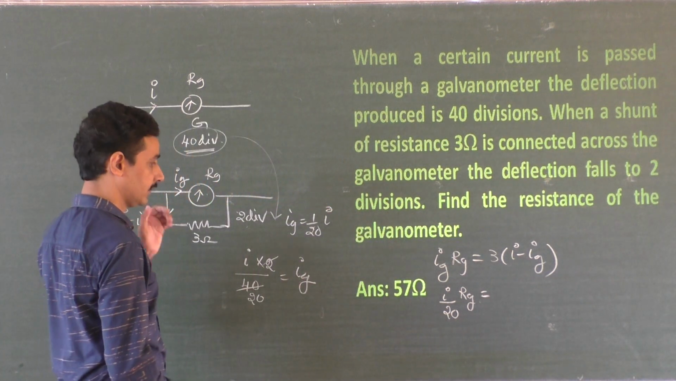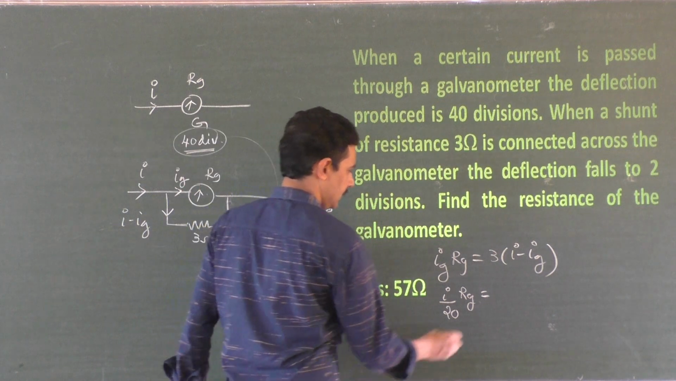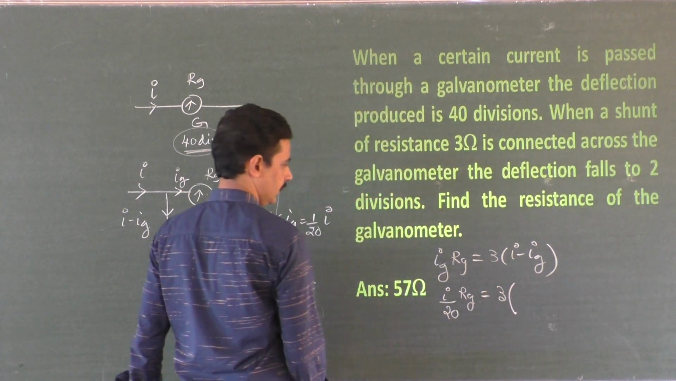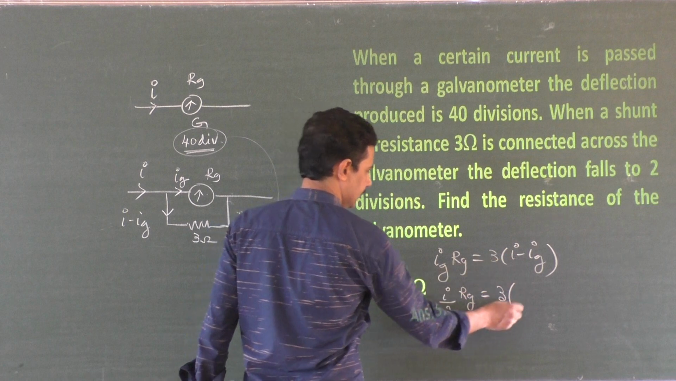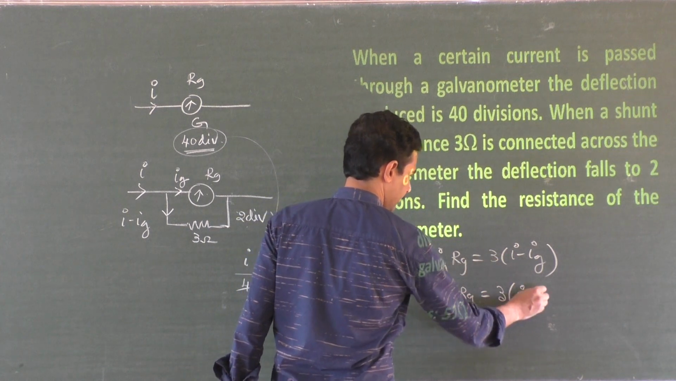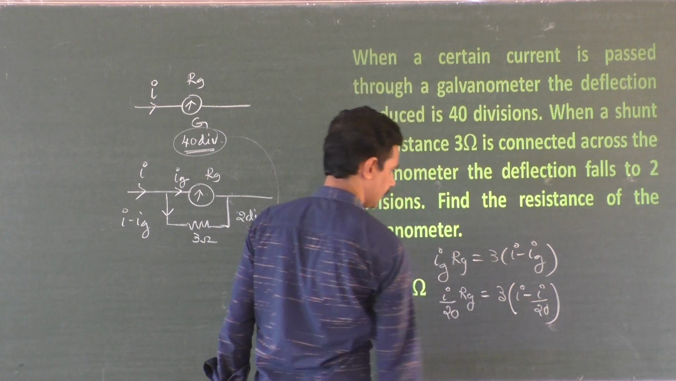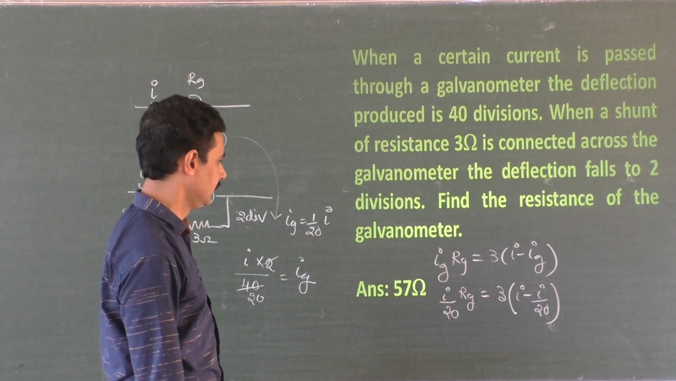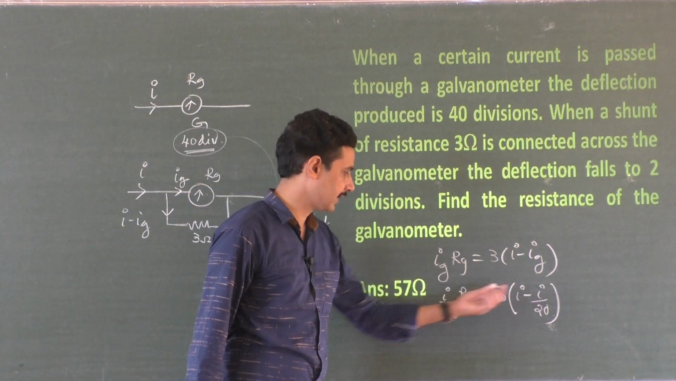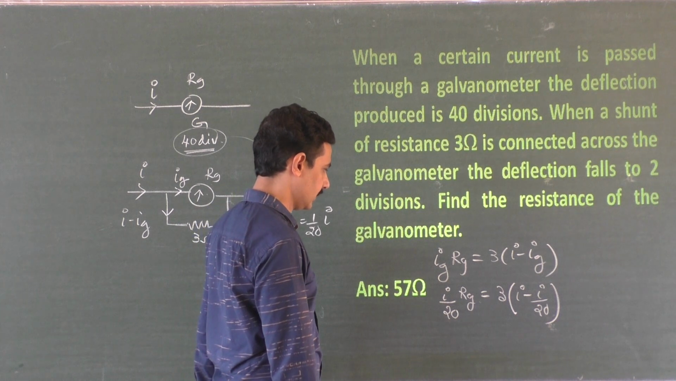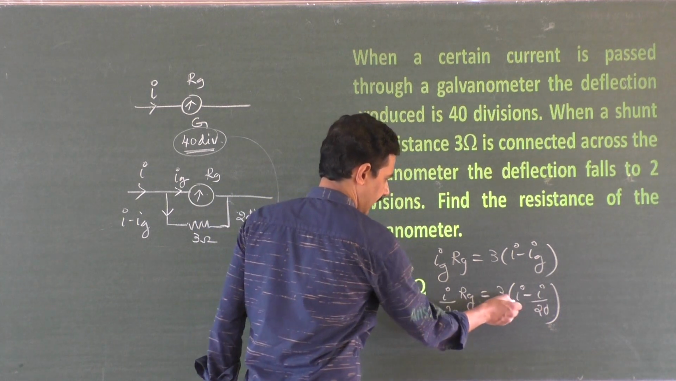No, Rg is not given, Rg is the question. 3 into, again this I is I minus Ig, I by 20, correct? Ig is I by 20. Here Ig is I by 20, here Ig is I by 20. So solve this now. Here I can be taken outside.